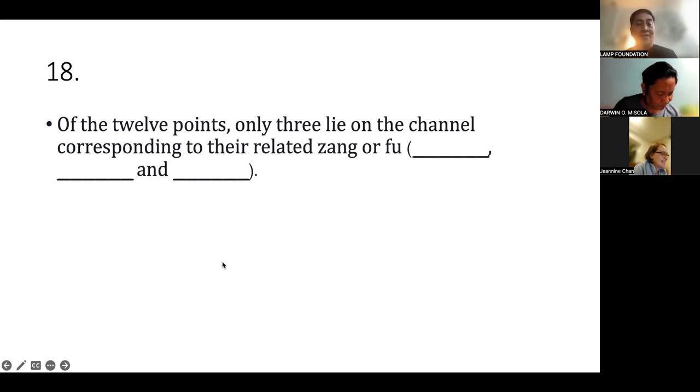Of the 12 points, only 3 lie on the channel corresponding to their related zang or fu. So what are they? Lung 9, GB 24, and liver 14. No, wait lang. I'm talking about front view. Lung 9 is not a front view point. Mali na naman yung aking nabasa, Doc. Sorry. No. It's like this. Do you understand the question? Ibig sabihin, they don't actually lie on the channel.